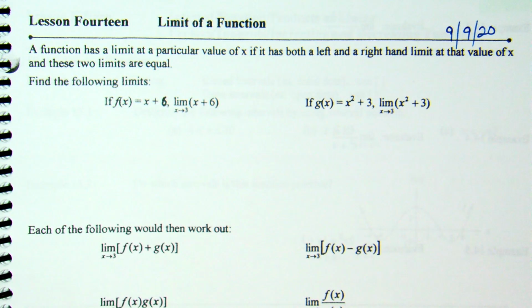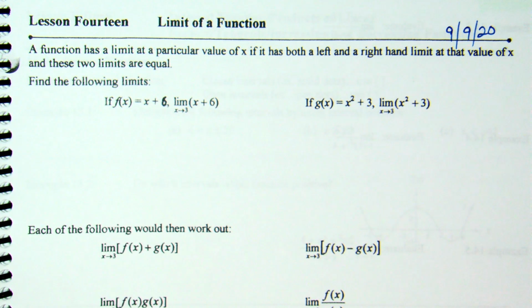A function has a limit at a particular value of x if it has both a left-hand and right-hand limit at that value of x, and these 2 limits are equal. Meaning, if it doesn't specify from the left or from the right, and it just says as x approaches 2, the limits approaching from both sides have to meet in the same place. If I've got one limit approaching up here and the other approaching down here, then that limit does not exist. The individual limits can exist, but the limit as a whole would not exist.